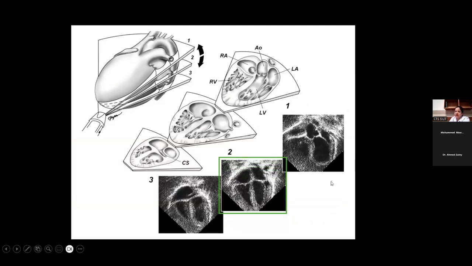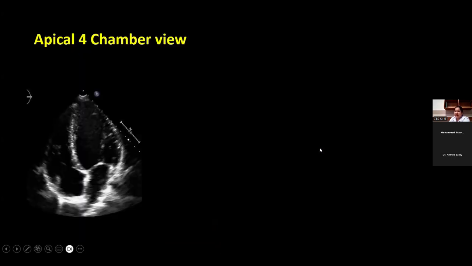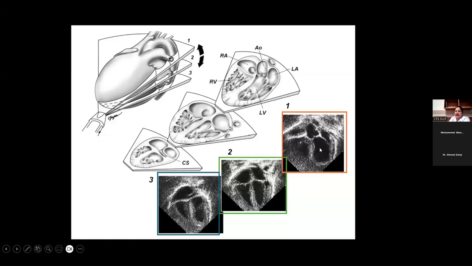You should have the two atria and the two ventricles, and sometimes we call it a five chamber view when the aorta is coming off from the LV, and we angle it more posteriorly. So the aorta, the coronary sinus, we can appreciate the coronary sinus as well.